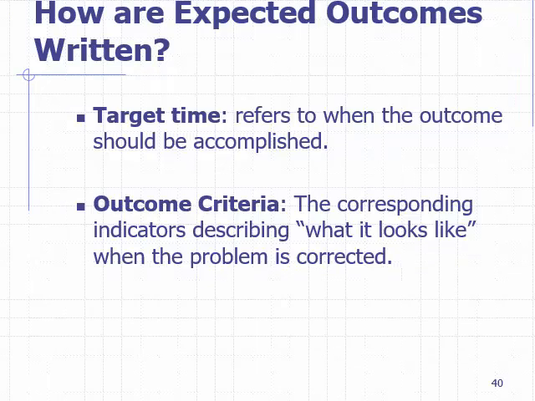And finally, outcome criteria. These are corresponding indicators describing what it looks like when the problem is corrected. For example, as evidenced by free from signs of skin irritation, absence of skin breaks or tears. As evidenced by respiratory rate less than 18, no complaints of pain, able to sit in a chair more than 5 minutes, or able to sit in a chair without standby assist. Those are all examples of outcome criteria.